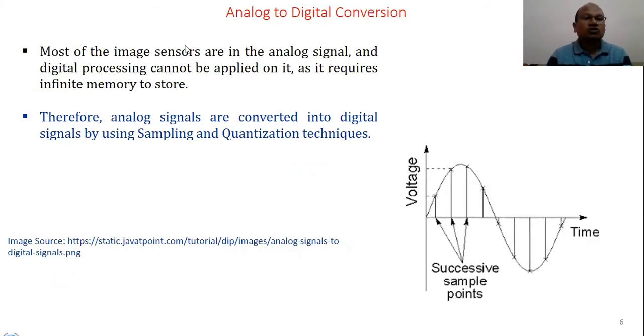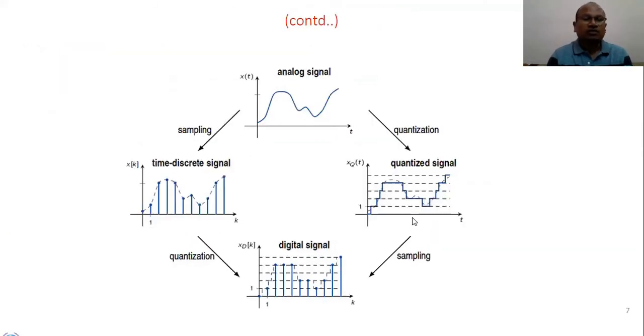And most of the image sensors are analog signals and digital processing cannot be applied on them. Therefore, it requires infinite memory. So analog signals are converted into digital by the sampling and quantization process. You see here, we first of all convert the signal into the form of samples by using sampling, where we convert the signal into a discrete time signal, and it is quantized and a certain encoding scheme is applied, and we finally convert the signal into the digital form in the form of zeros and ones.